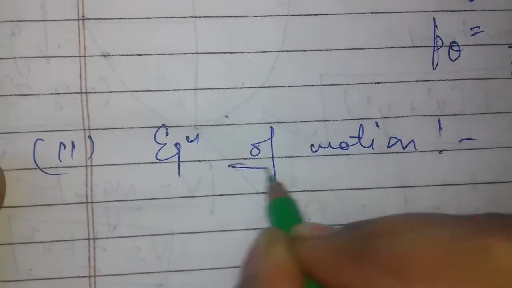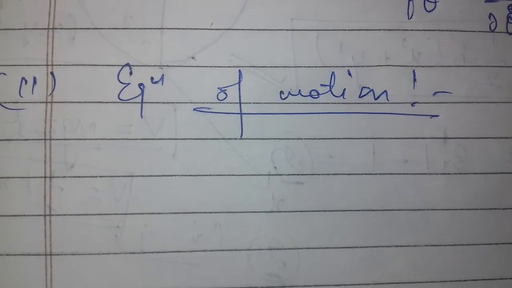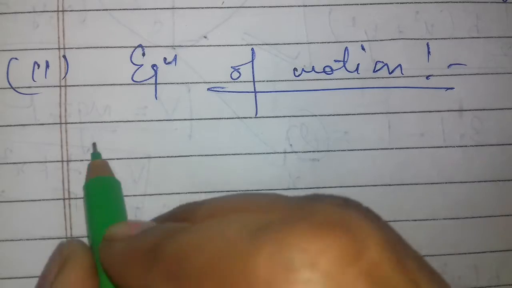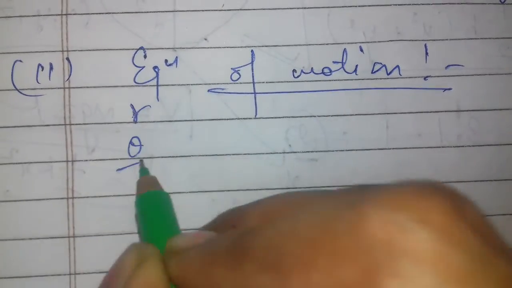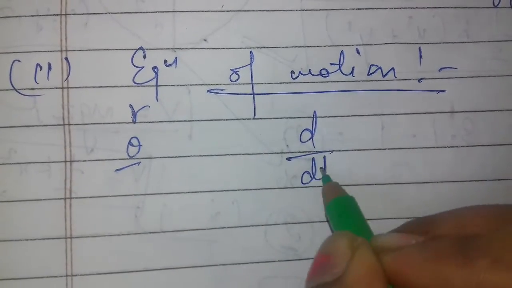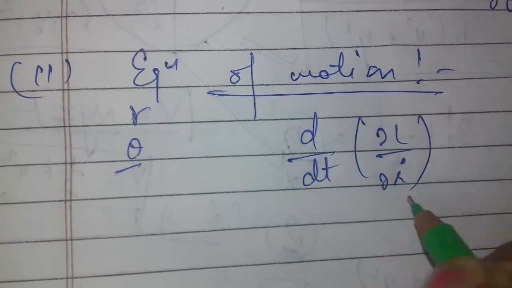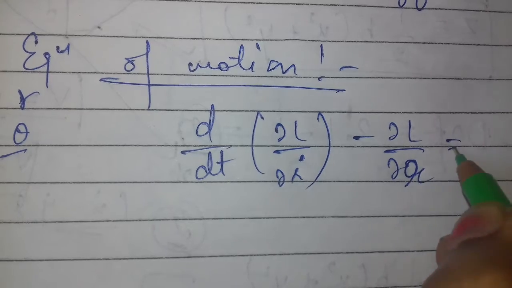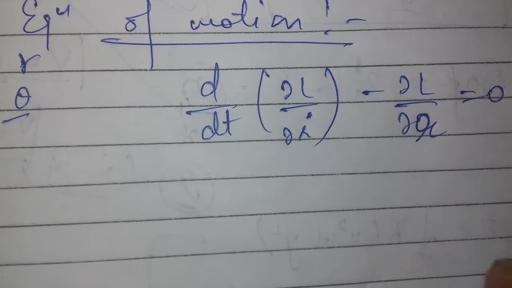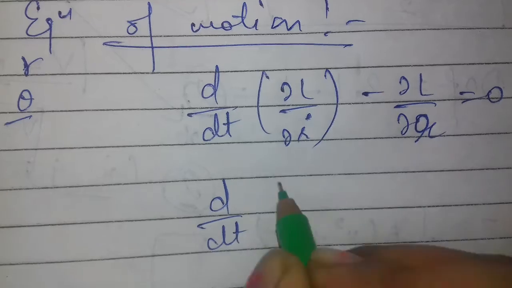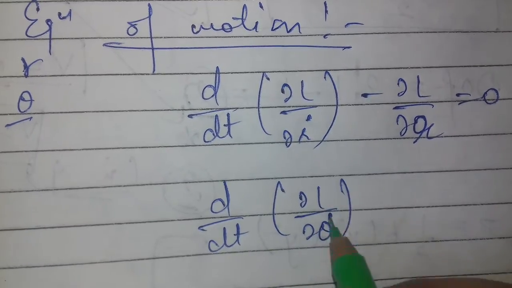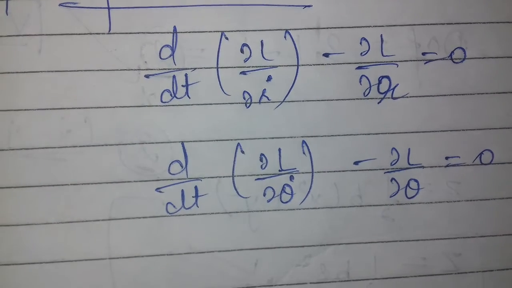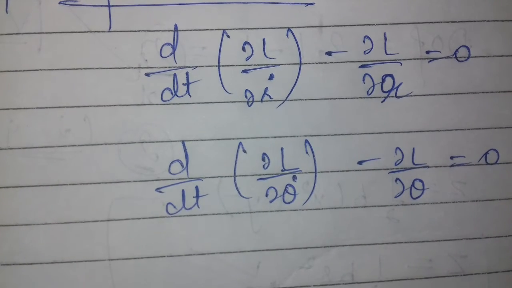The Lagrangian always satisfies the Euler-Lagrange equation. Here there are two generalized coordinates, r and theta. So you will write two equations of motion: d/dt (∂L/∂r dot) minus ∂L/∂r is your 0. I will solve one, you will solve the other yourself. d/dt (∂L/∂θ dot) minus ∂L/∂θ is your 0. These are two equations of motion. You have the Lagrangian, you only have to differentiate and solve these.